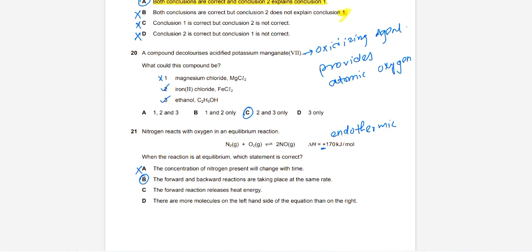Forward reaction releases heat energy. No. In the forward reaction the energy has to be taken. It's endothermic, not exothermic. There are more molecules on the left hand side of the equation than on the right. No, the number of molecules is equal. One molecule here, one here. It becomes 2 and 2. Number of moles are equal in the balanced equation.